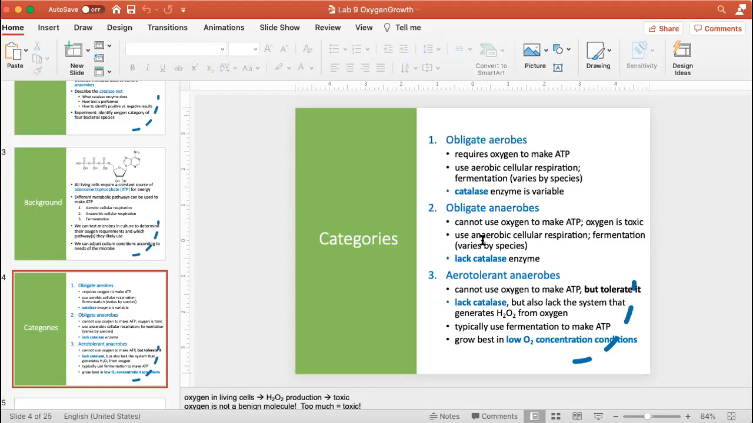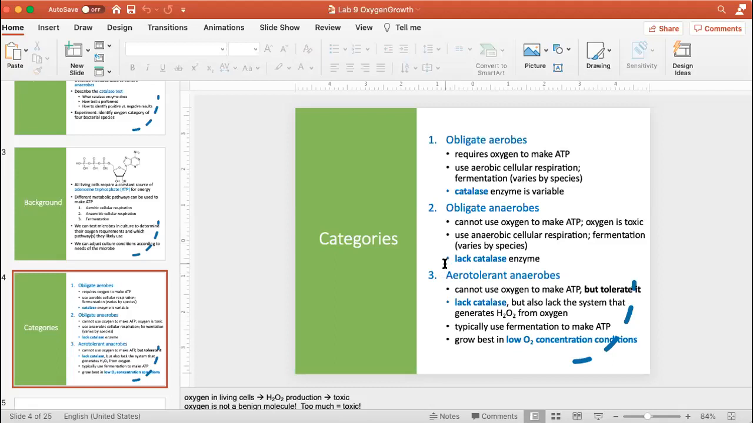These organisms typically don't have catalase enzyme in their cells because they really don't need it. Remember, catalase is there to break down one of the toxic byproducts of oxygen exposure. So if oxygen is toxic to you and you don't need it and you don't tend to have it in your cells, you don't need this enzyme around.